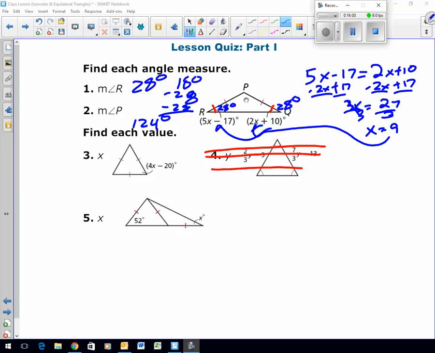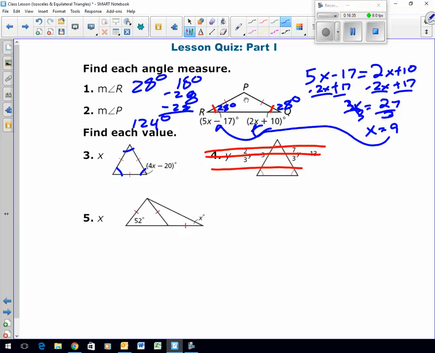How many sides are congruent? 3. If 3 sides of a triangle are congruent, good. Say it like that. Congruent. What do we call it? An equilateral triangle. And in an equilateral triangle, my angles are all congruent as well. So it's equiangular. Each angle measurement in an equilateral triangle is 60 degrees.